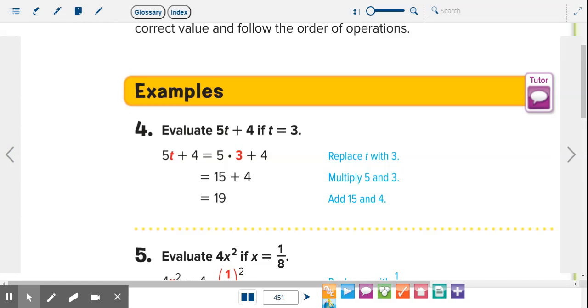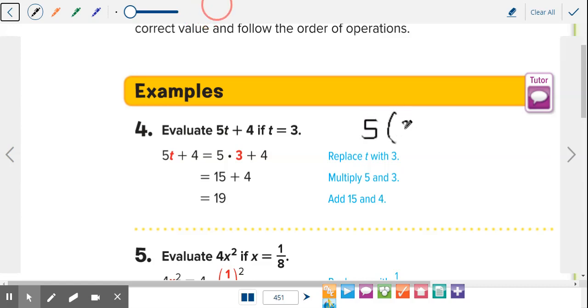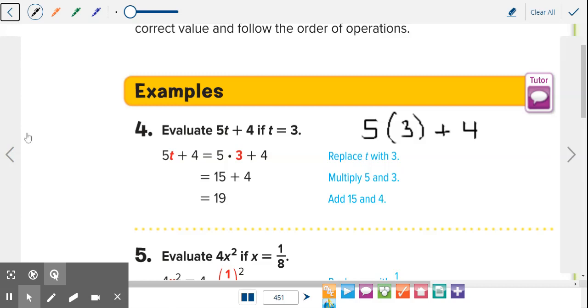Now, when you get into the expression, you have to follow order of operations, just like we did the other day. Your first step always is to replace the variable with what they give you. So we have 5t plus 4. What's t equal? 3. So we replace t first. So I do 5, and like I said, I like using parentheses. It keeps things clean. It doesn't get sloppy. You still know that's multiplication. Now this is where you have to follow order of operations. So we have multiplication and addition. Which one do we do first?